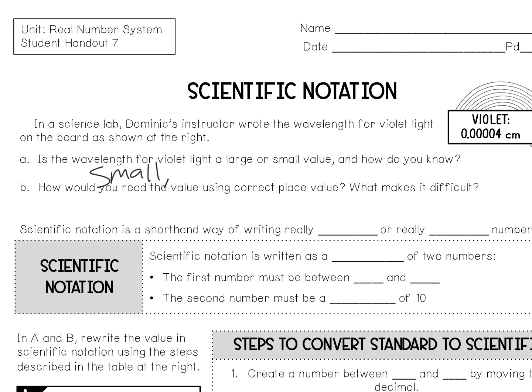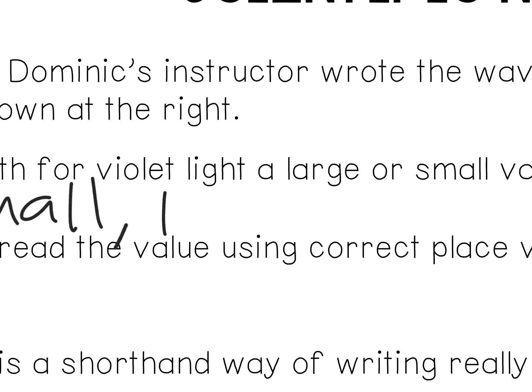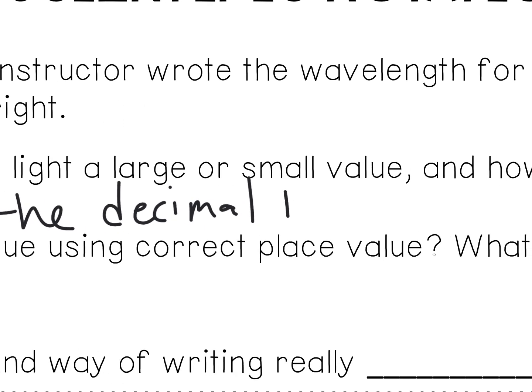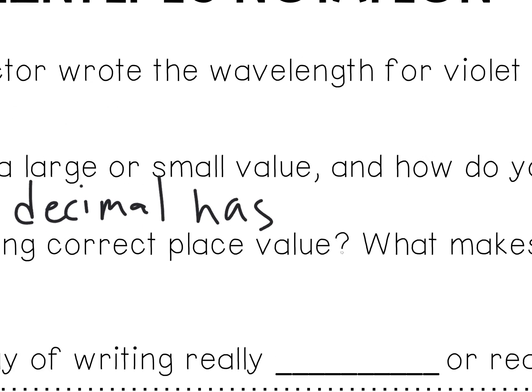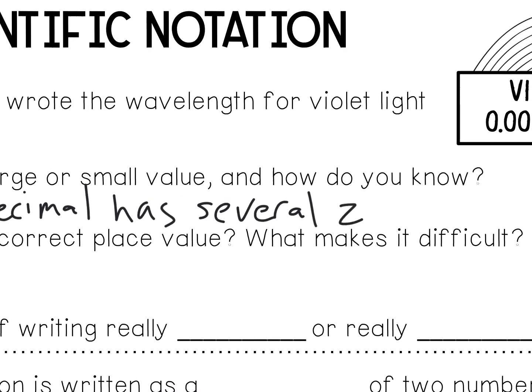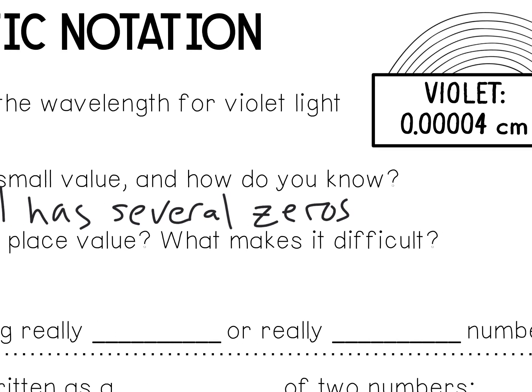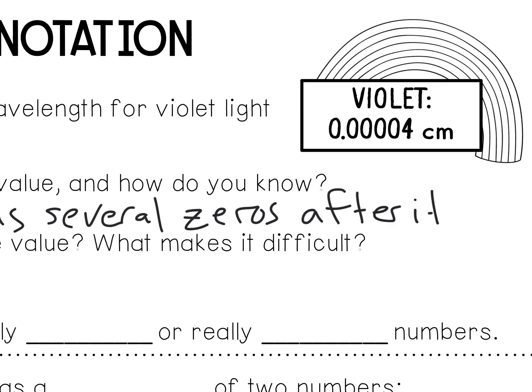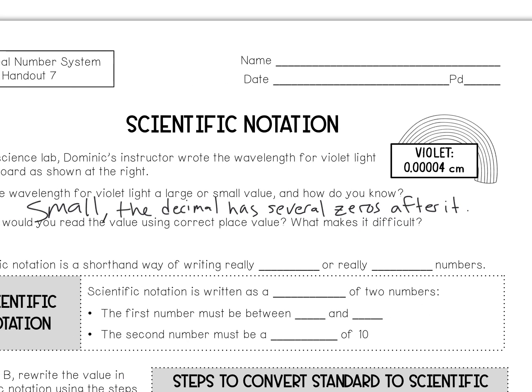So how many zeros? Yeah, but zero doesn't necessarily make it small. We'll say the decimal has several zeros after it. Oh yeah, that's what I was implying. I know, but it wasn't what you said. Okay. So we know it's small because there's a decimal and then a bunch of zeros.